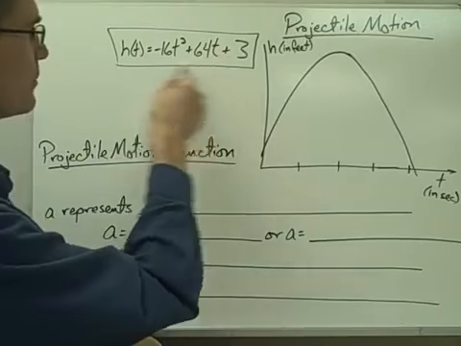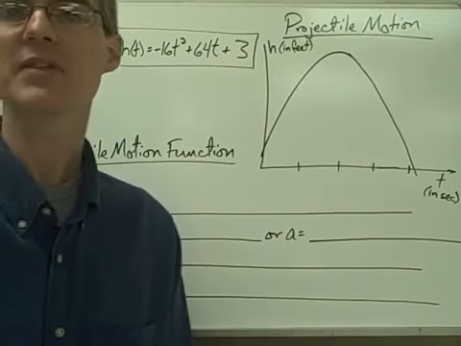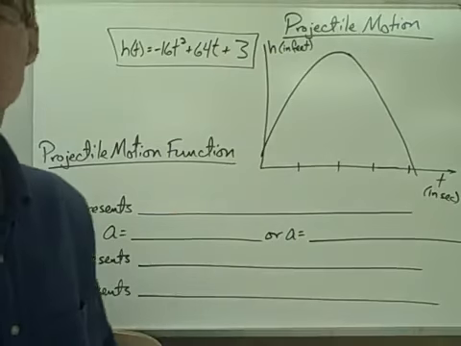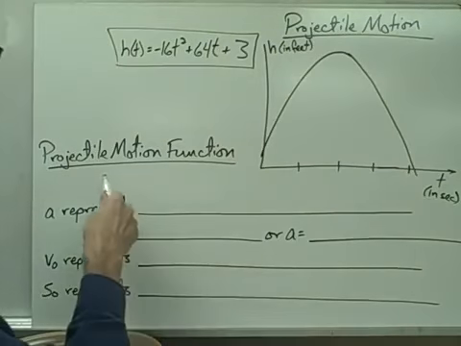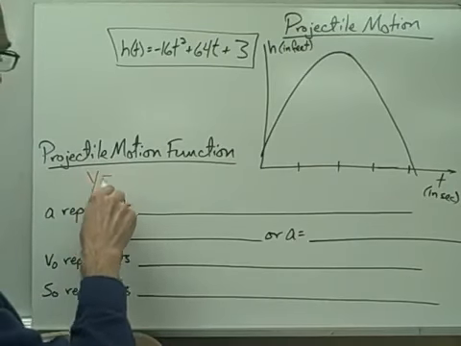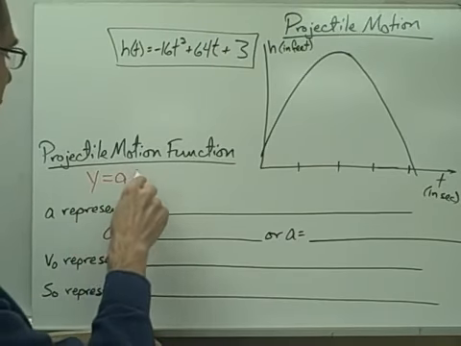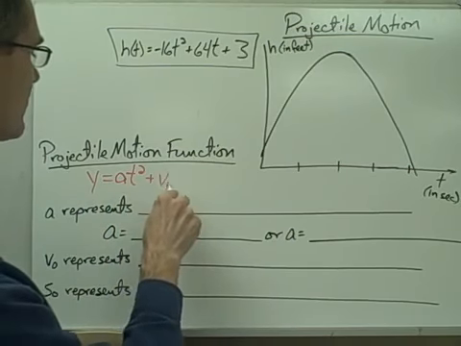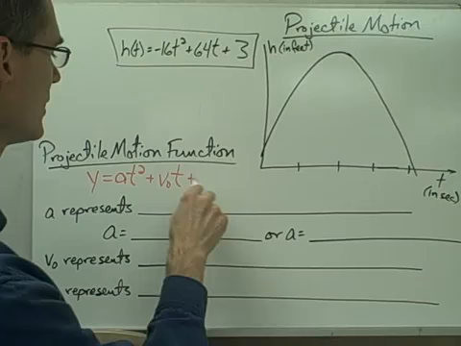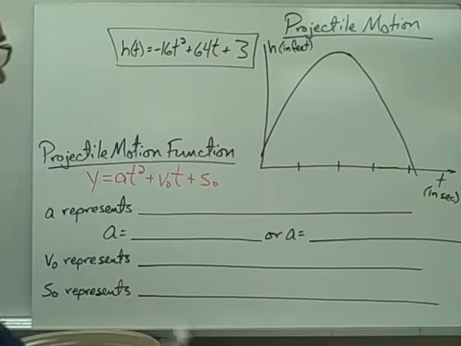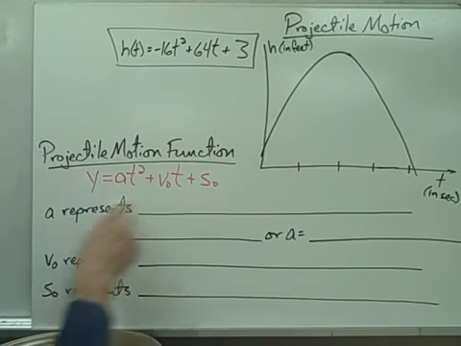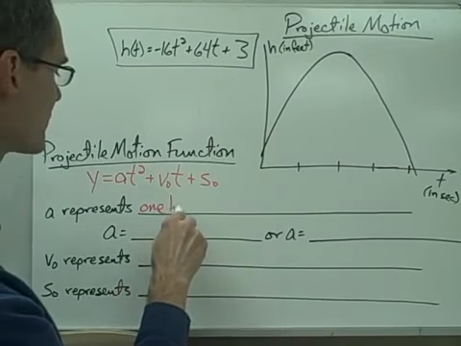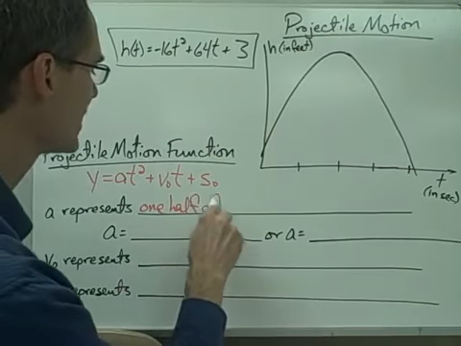Now this particular function is just a specific example of a more general type of equation which is known as the projectile motion function. And the projectile motion function, its general form is this: y equals a times t squared plus v sub 0 times t plus s sub 0. Now the a in this equation represents 1/2 of something called the gravitational constant.